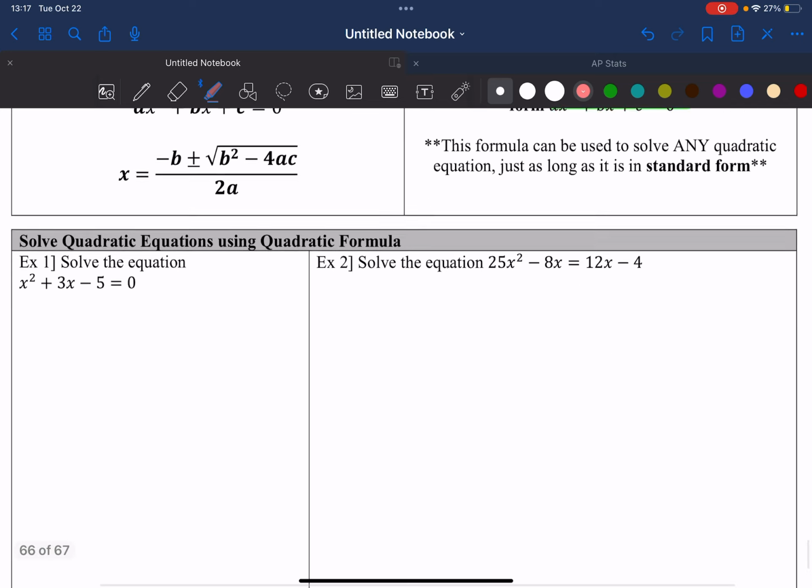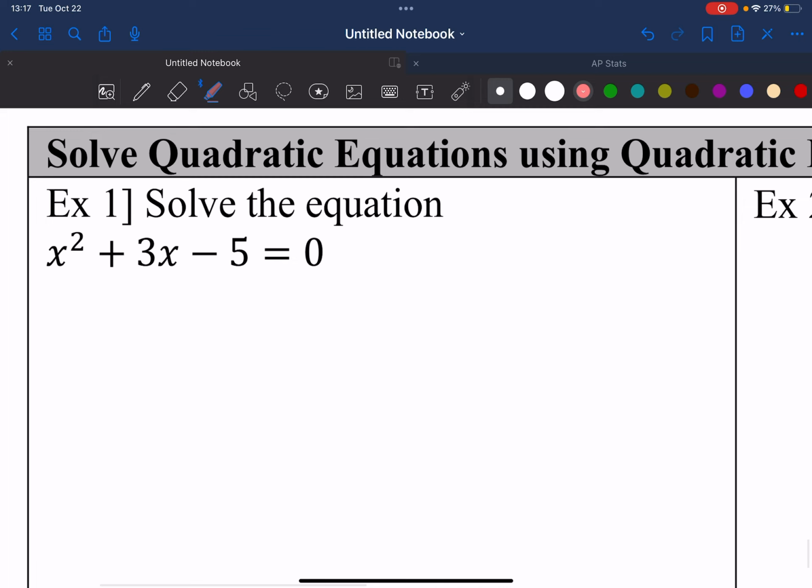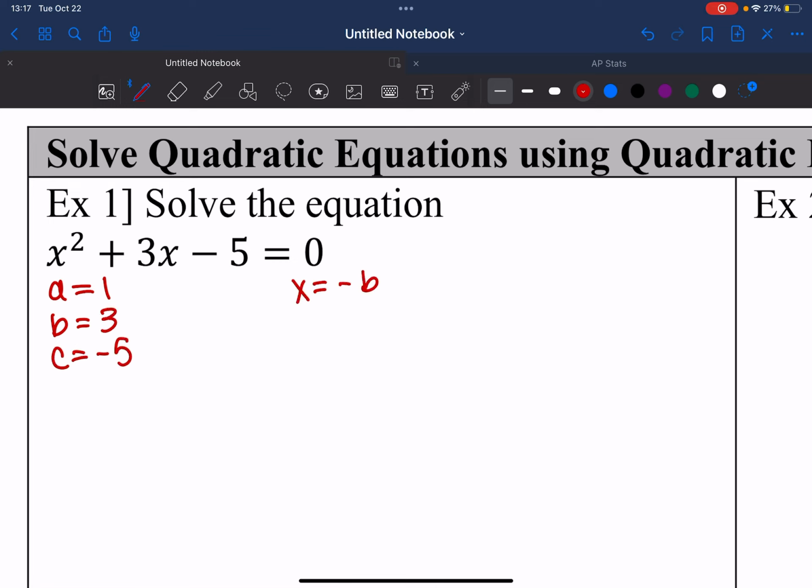Excuse me. Okay, let's look at example 1. So in example 1, the first thing we're checking is to see if it's in standard form. Since it is in standard form, I'm going to label my A, B, and C. So A is 1, B is 3, and C is negative 5. I'm going to write my formula, and then I'm going to start plugging everything in.